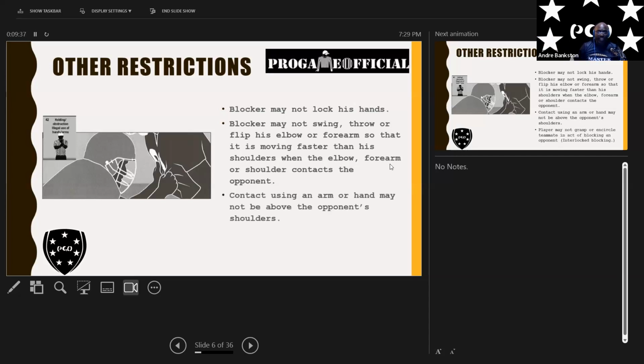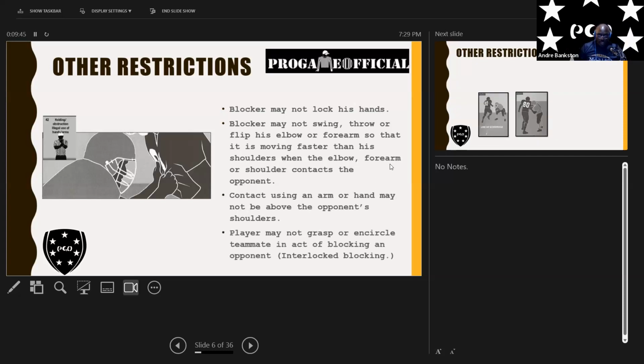All right? Contacting using the arms or hands may not be above the opponent's shoulders. So hands to the face, illegal use of the hands. A player may not grasp or circle a teammate in an act of blocking an opponent, and that's called interlock blocking. So you can't grab shoulders or grab a jersey of your teammate to stop somebody from coming in. All that's a 10-yard penalty for interlock blocking.